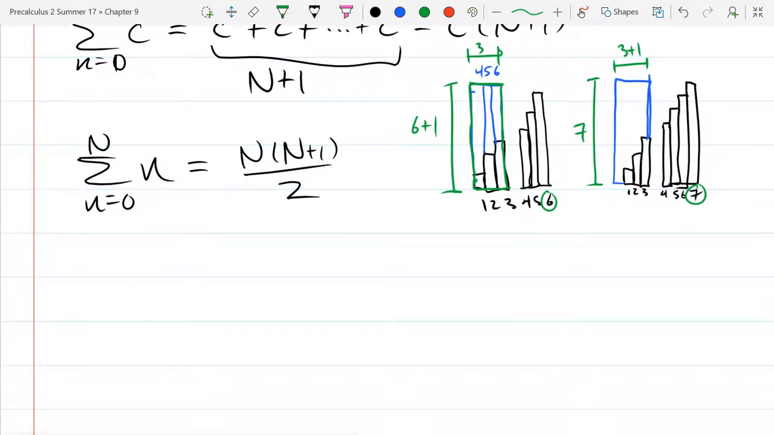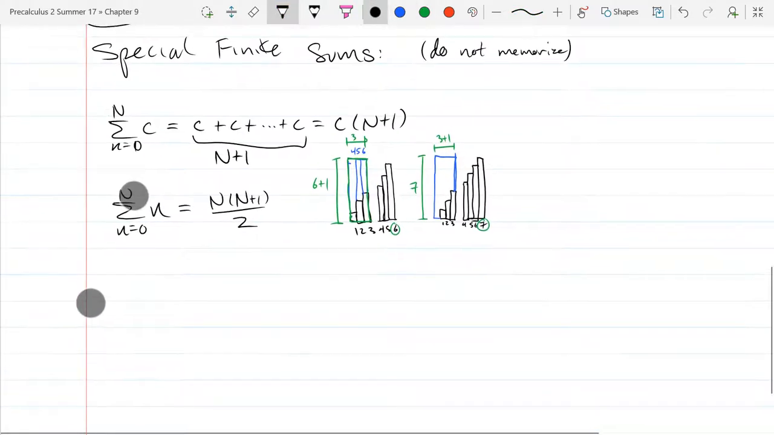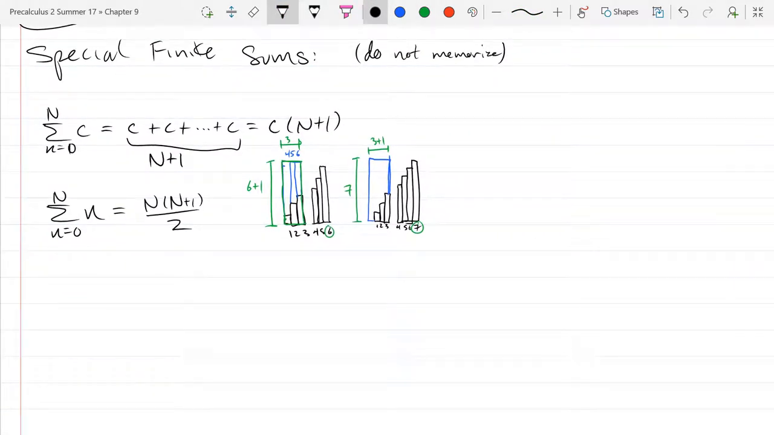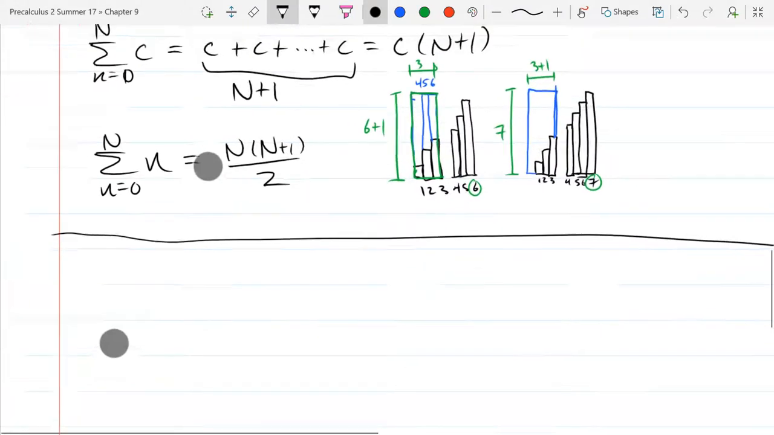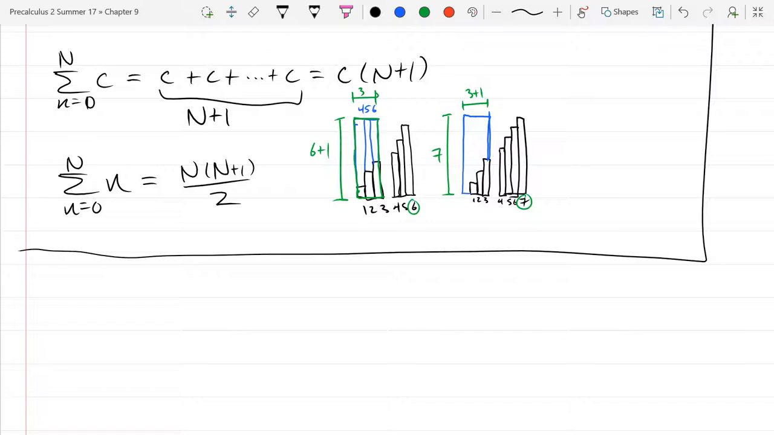There are some other formulas out there. There's two more. These are more algebra rules, so those you don't need to memorize. I'll show you, there's a few more for homework problems you might need, but I want to keep it a little bit simple for your final exam. So here are some algebra rules for finite sums.